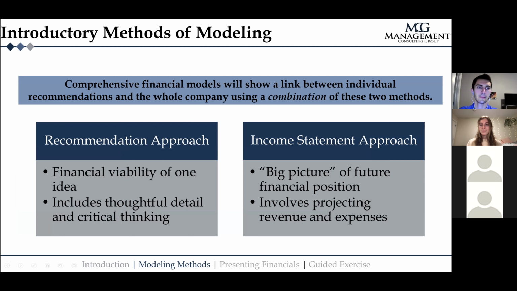So there's two main modeling methods you can use. First is the recommendation approach. Second is the income statement approach. We'll go through both of these in future slides. But the whole point is that these financial models are meant to show that link between individual recommendations and the whole company. So you can use a combination of these two methods. That's what we suggest. Of course, each has its merits.